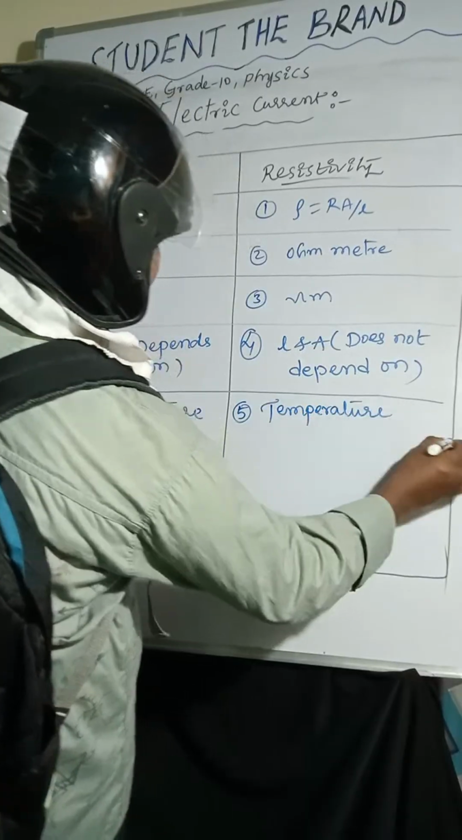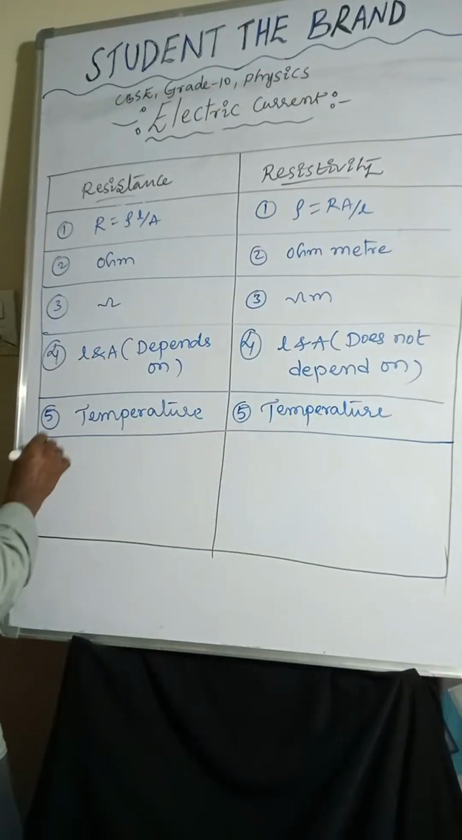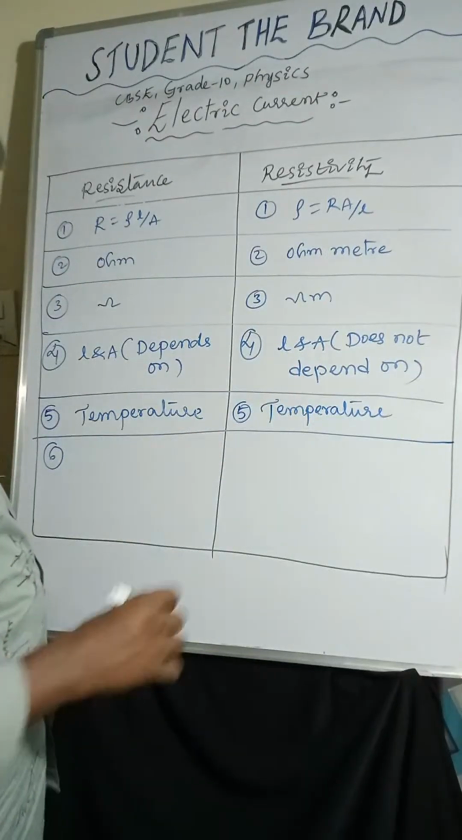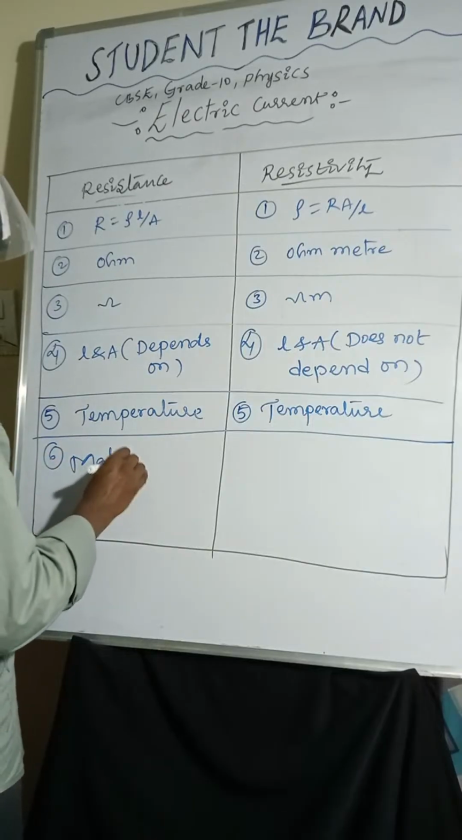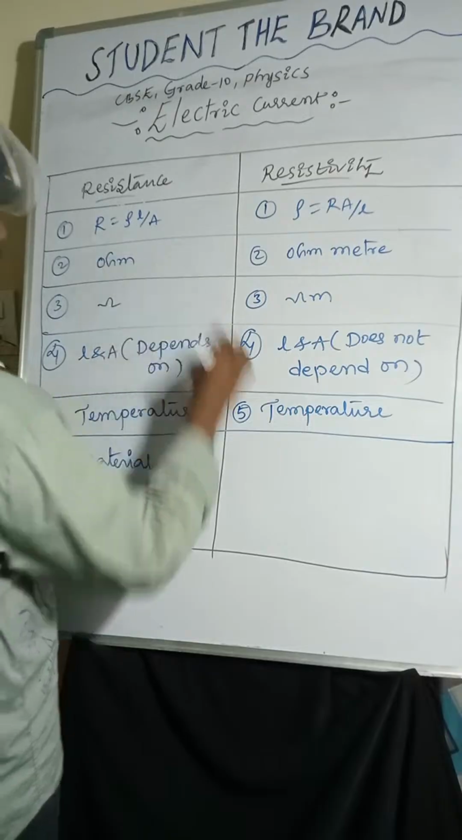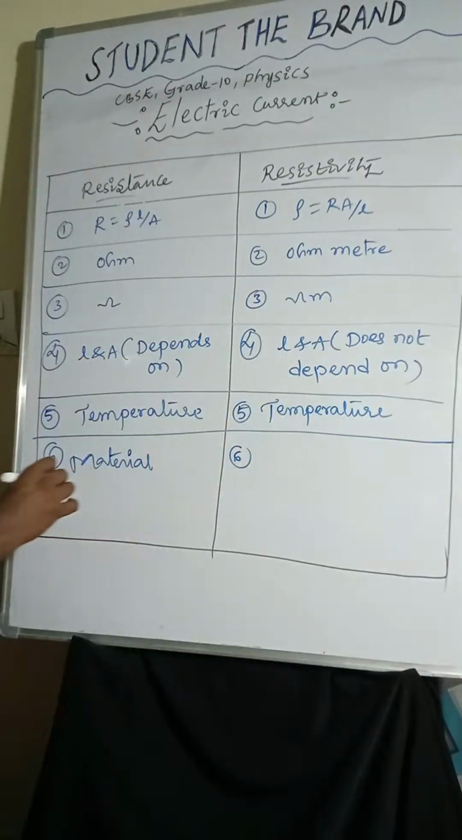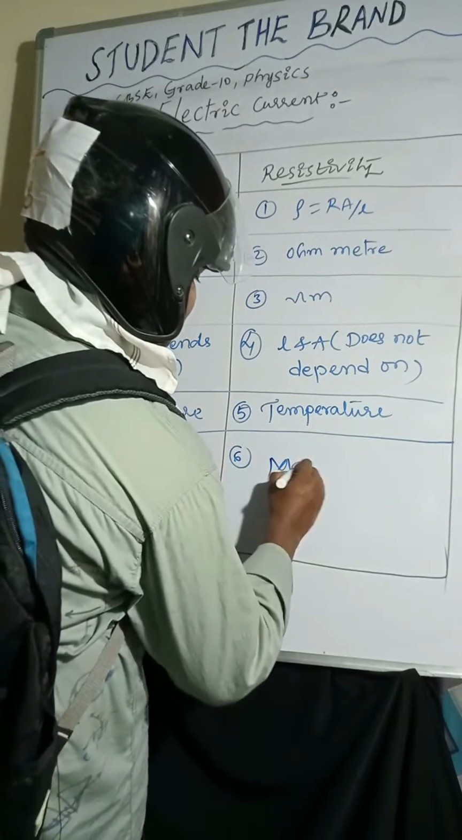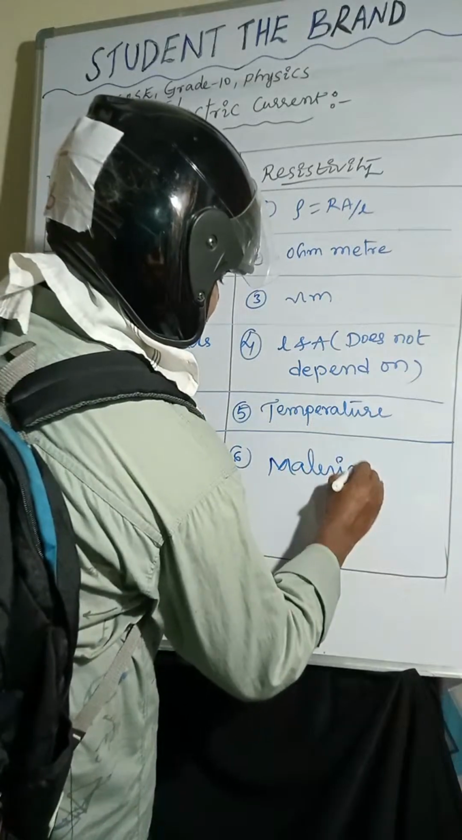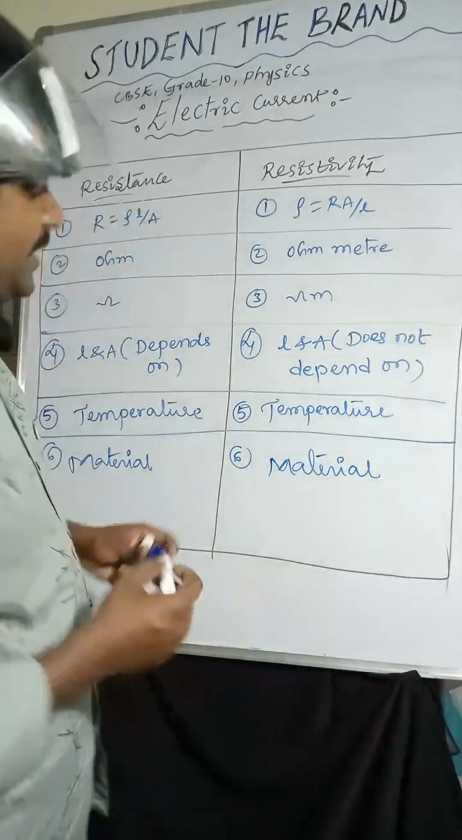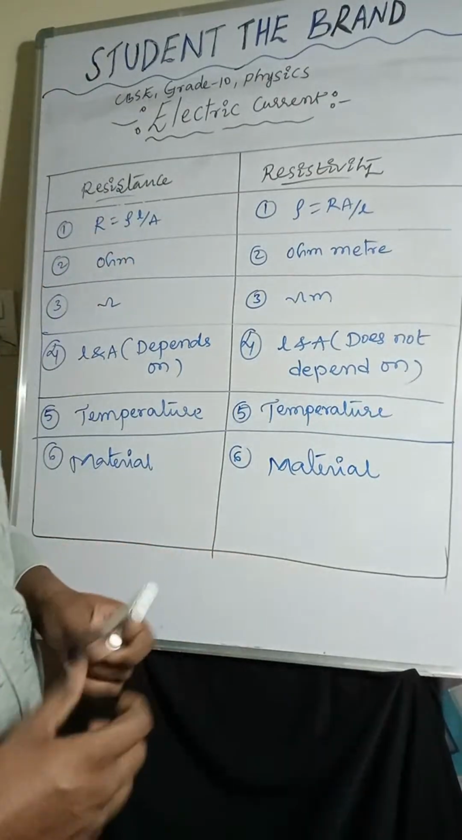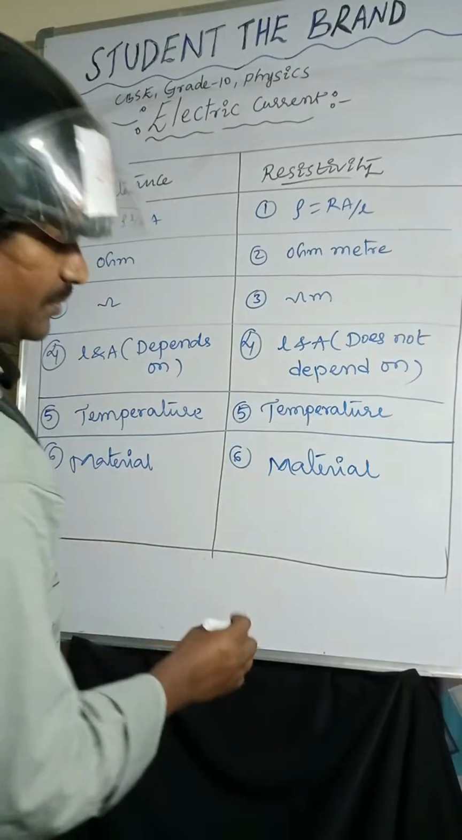So you can check once. These points are very, very important. Resistance depends on the material of the conductor, and resistivity also depends on material. So this difference is expected for 3 marks in the board exam.